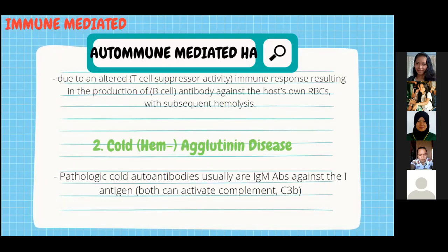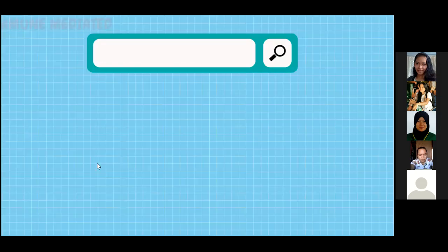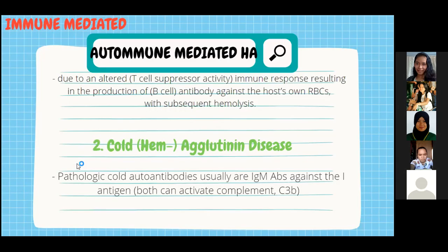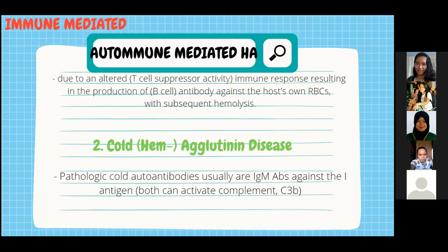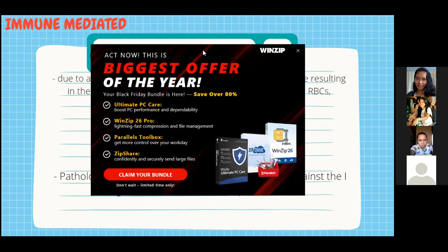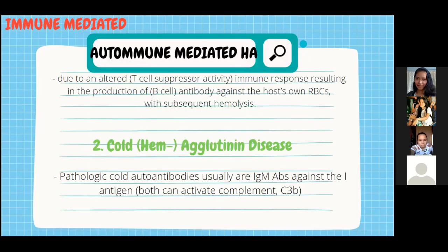And for the cold hemagglutinin disease, or cold agglutinin disease, the pathologic cold autoantibodies are usually IgM. So remember, the first antibody, which is warm, is IgG, and for this one, it is IgM. The pathological autoantibodies, usually IgM antibodies against the antigen, can both activate complement C3b.